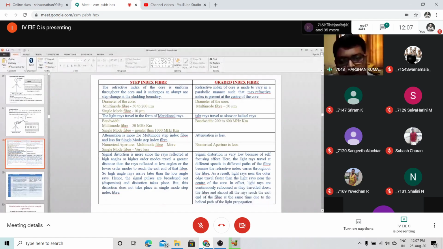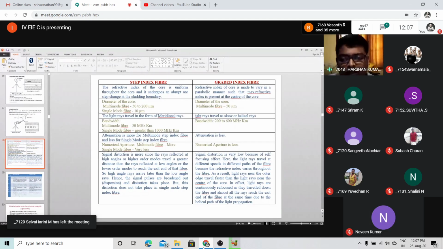And we can compare with the diameter of the cores. Since a step index fiber includes both single mode and multi mode, for single mode we have the diameter to be 10 micrometer. I am speaking about the core's diameter. When we compare that with graded index fiber, it is going to be 50 micrometers. Clear?